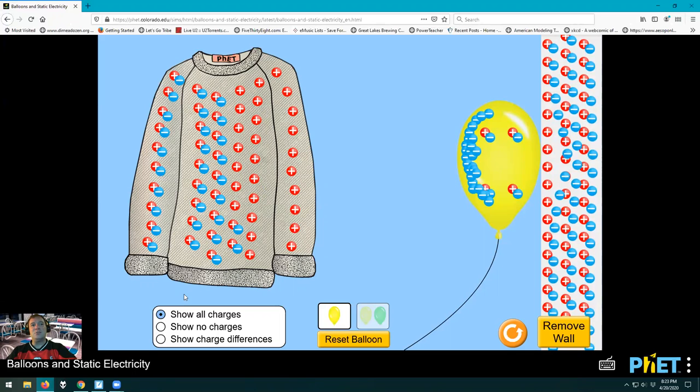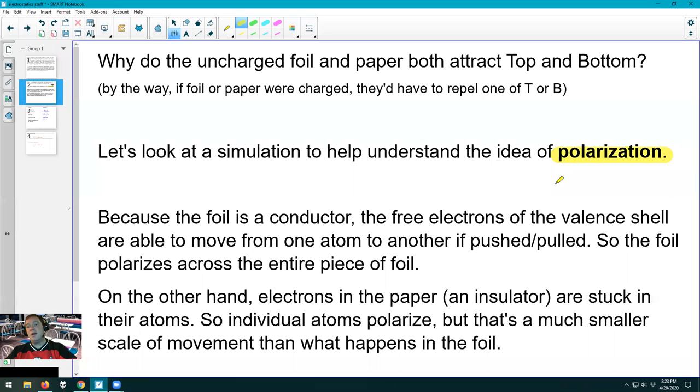And so electrons will shift towards or away, depending on what charge is brought near them. And either way, the stuff that's pulling will be closer, the stuff that's pushing will be farther, so the net force will always turn out to be attracting. And polarization is the name that we give to that idea of the charges shifting around.